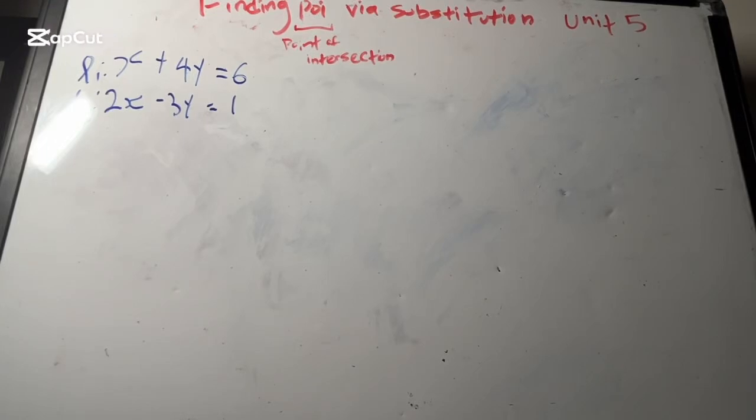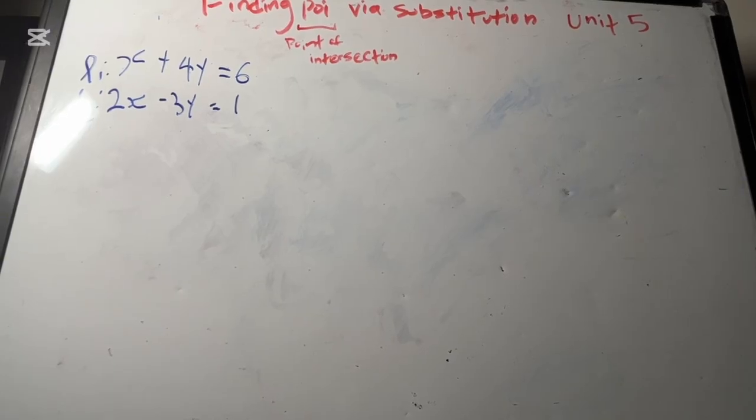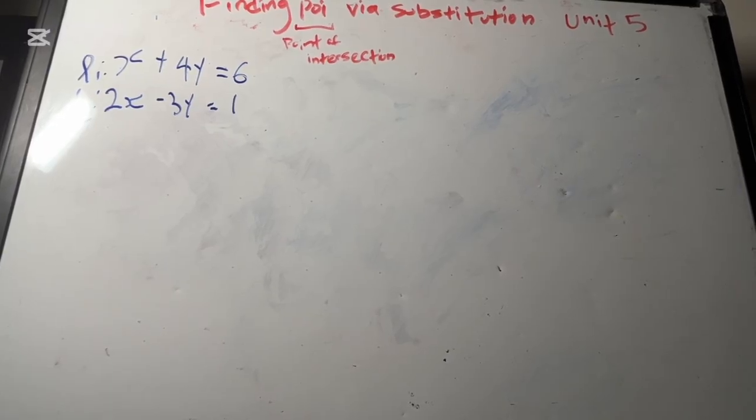Hello everyone, and this is finding point of intersection through the method of substitution. This is a part of the iBuddy series program, and this is a section of the Unit 5 part, which covers essentially point of intersection, linear equations, elimination, decomposition, in general, the methods.